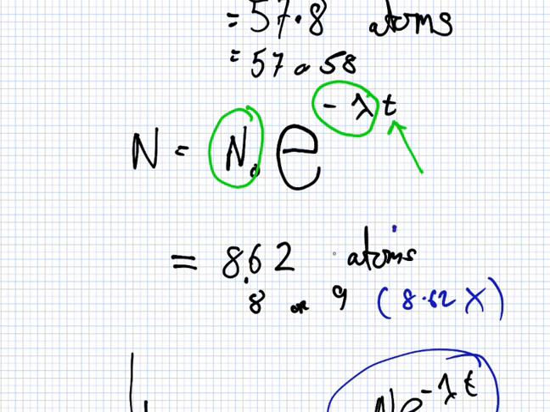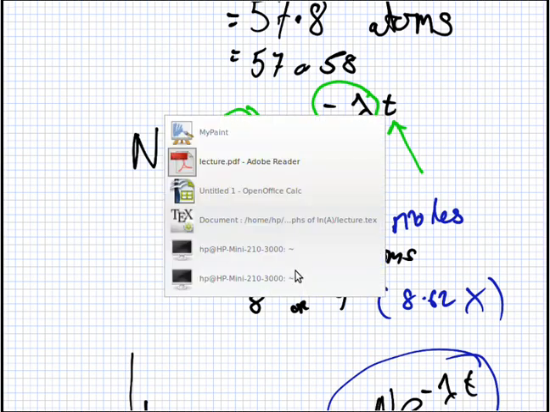But you see, usually atoms are so big, we need a number like kiloatoms, or megaatoms, or even moles. And then when you're using moles, of course you can have 8.62. It's not a problem.